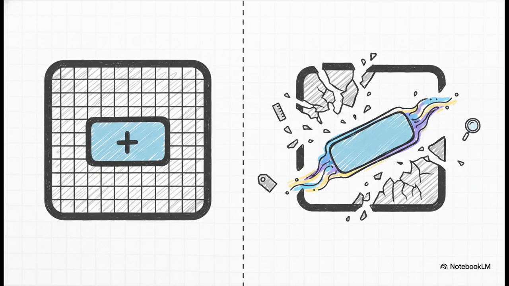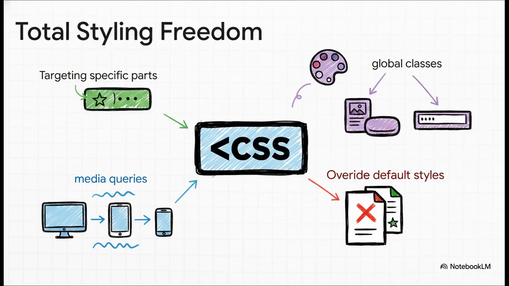Of course, the other massive question for any developer is styling. Can you actually break free from the visual editor's constraints and get that pixel-perfect control you need? The answer, thankfully, is a definitive yes. You get full control with custom CSS. You can style elements, even their individual parts, like a button's label versus its icon. You can create global classes, use media queries for really advanced responsive design, and this is the most important part, you can override any default styles from the visual editor. This is the level of control we need as professionals.